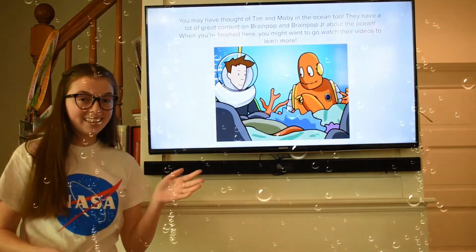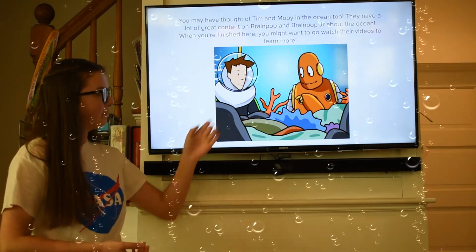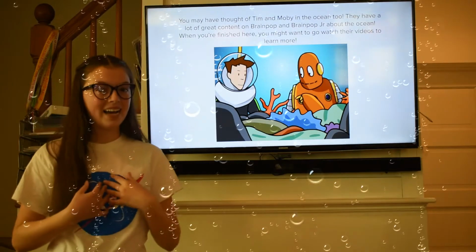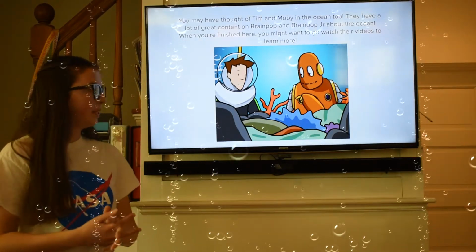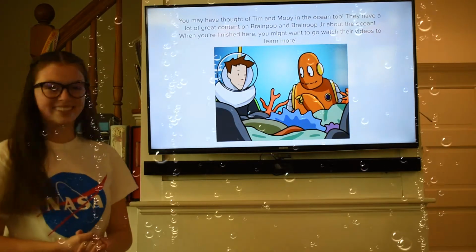This is another thing that I think of when I think of the ocean. It's Moby and Tim from Brain Pop, and that's just something that I remember because I like Brain Pop, and Tim and Moby like to go in the ocean a lot, so that's another thing that I remember.